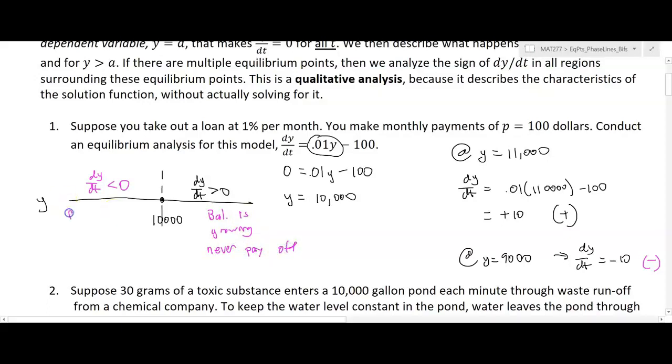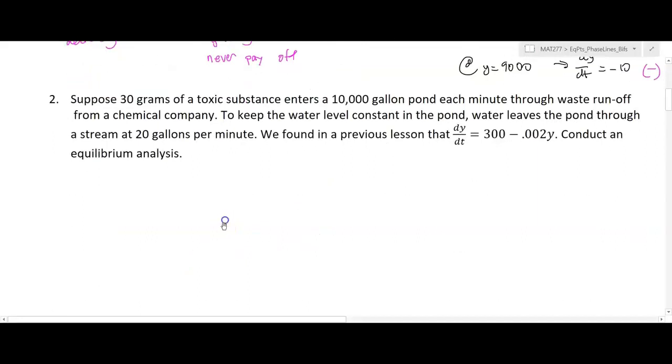And here, the balance is decreasing, so you will pay off that loan. In other words, if you want to make a $100 payment and you're being charged 1% per month in interest, you would not want to take out a loan of anything near $10,000. Now, you don't get to choose your payment, but just for the sake of argument, we're having this discussion. Let's take a look at another one.